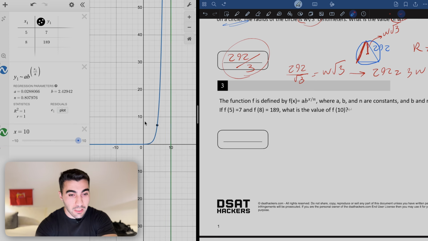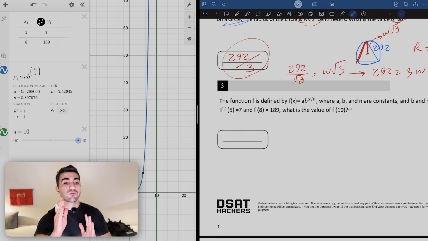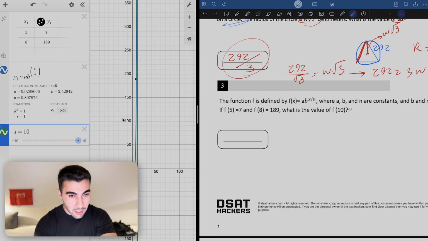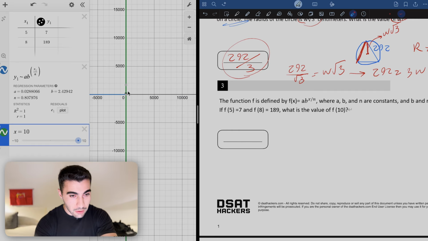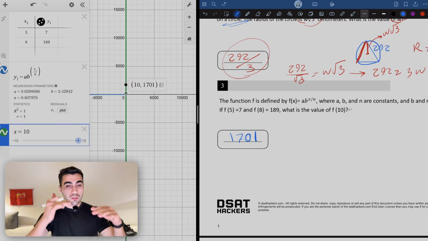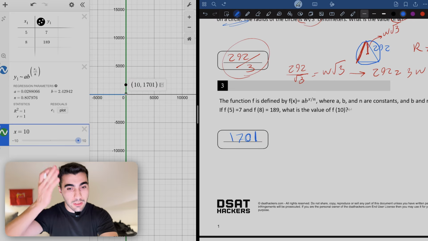Okay, this is the green line. You are looking for where this green line crosses the blue line, so we can see f of 10 there. So I'm going to click on the line and zoom out. Okay, we see this point, x equals 10, the y is 1701, right? So that is the answer. f of 10 is equal to 1701, and that's how you do this question. That's the fastest way to do this question: plug the points into the regression and add x equals 10 to see the line, so you can find f of 10.